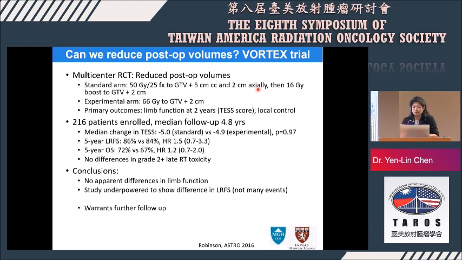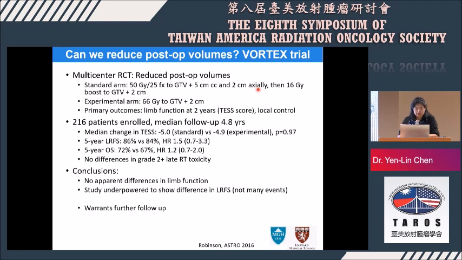So a smaller margin, not chasing the incision or drain, and they were looking for a primary outcome of limb function at 2 years. 216 patients were enrolled, with a median follow-up of 4.8 years. They saw the patients didn't have any significant difference in their functional outcomes. The local recurrence was comparable, and there was no difference in late grade toxicity. So they didn't observe any apparent difference in limb function between the two. They felt the study was ultimately underpowered to show any difference in local regional relapse-free survival.